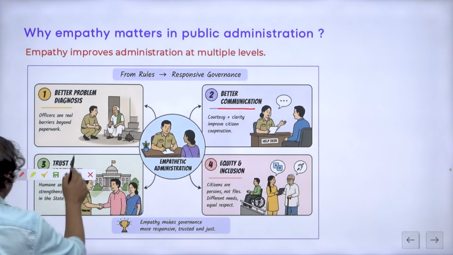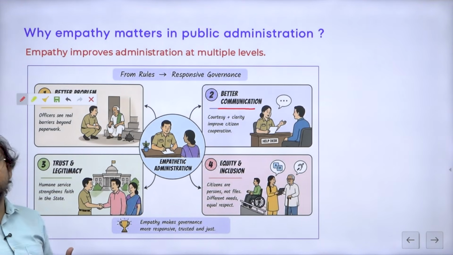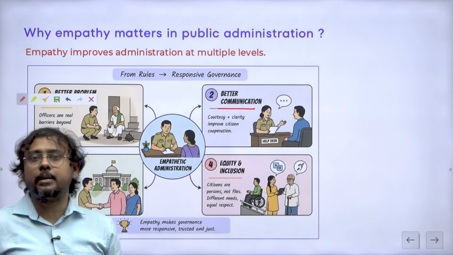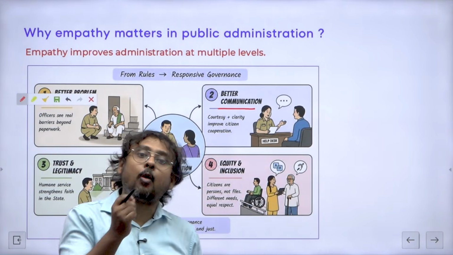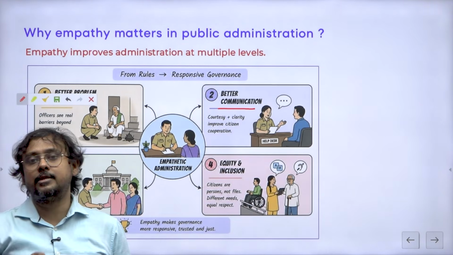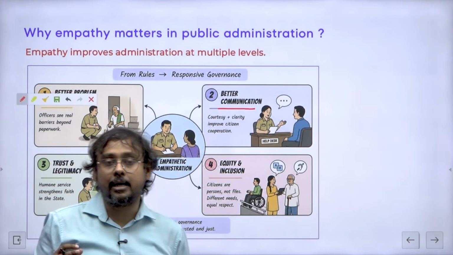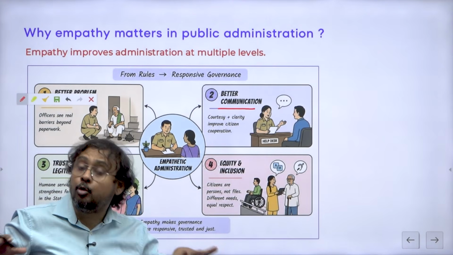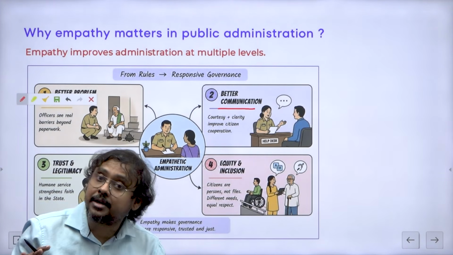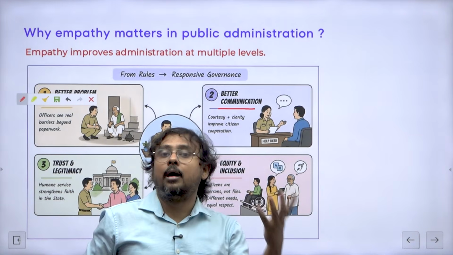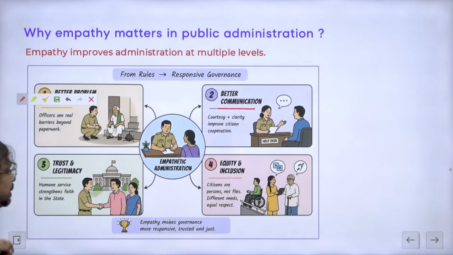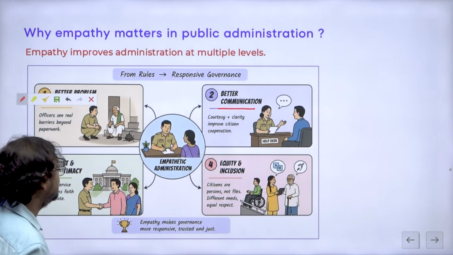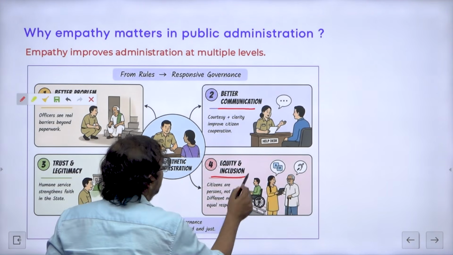Then we have trust. Obviously, the moment you empathize with the citizen, right? It brings what? It brings legitimacy to the governance. It brings trust to the governance, right? So again, empathy plays a very foundational role in building trust in the governance, building legitimacy in the governance. Last but not least, equity and inclusion, right?